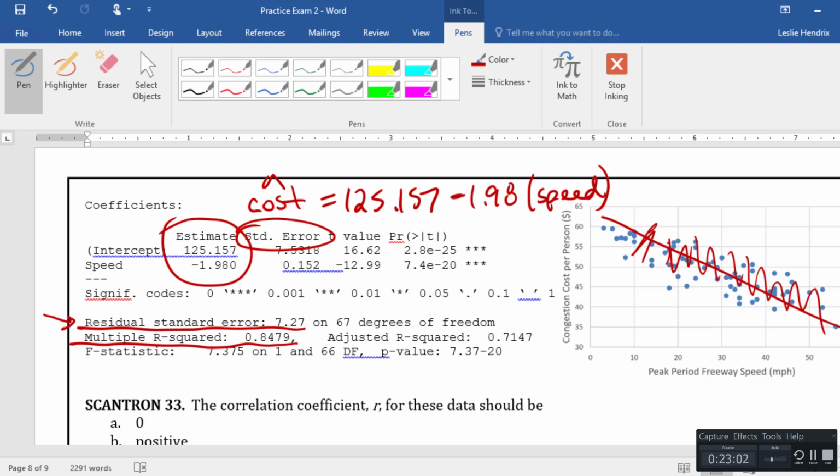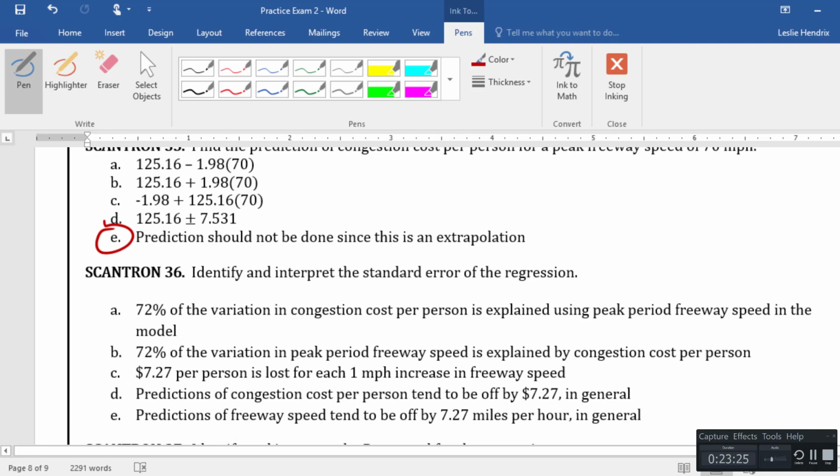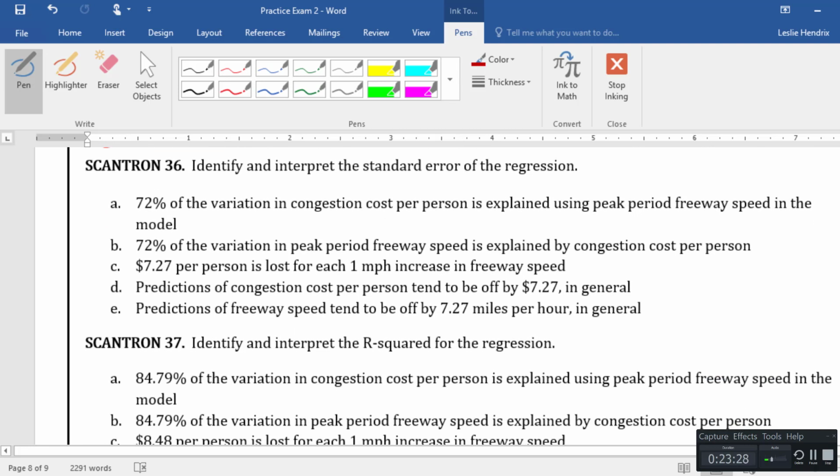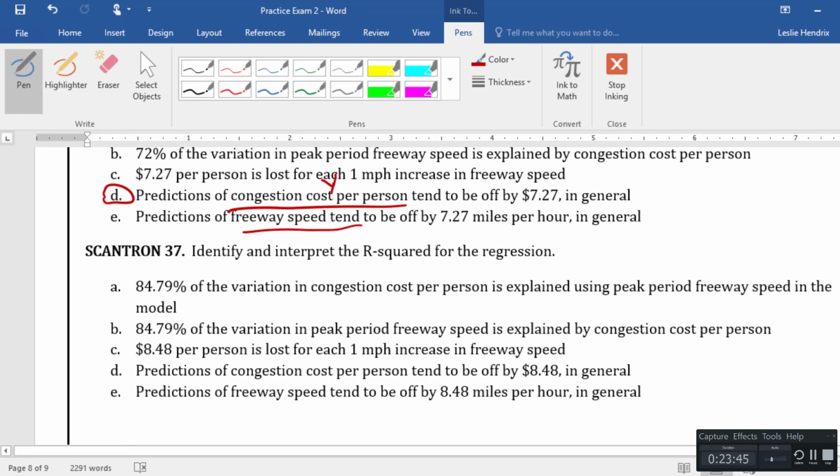All right, so that's the variation around the line. Remember, it's always about the y. And then the R squared is 0.8479. So roughly 85% of the variation in your y, in congestion cost, is explained using this regression model. Remember, these are both always about the y. You're predicting the y, you're talking about the variation in the y. So the standard error of the regression is going to be this one. It's not E because we're not predicting the x, we're predicting the y, congestion cost. And then for the R squared, it's this one: 84.79% of the variation in the y is explained using our regression model.